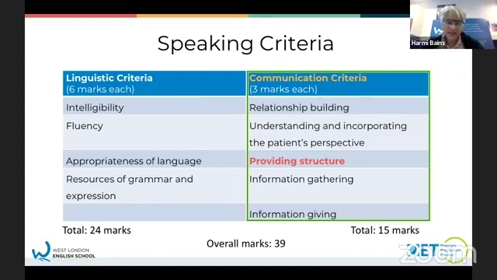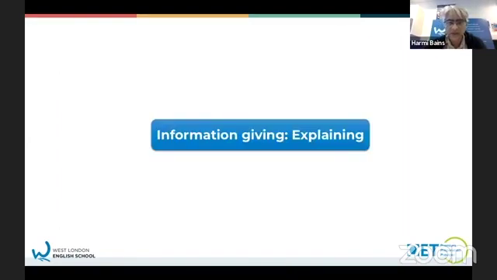And yeah, we're going to look at this. Structure is important. Information sequencing and signposting, we'll come to this later. Information gathering, we're going to look at this later, but open and closed questions. You need to get information. We've talked a little bit about this. Information giving, and this is what we're going to look at today, explaining information as well. Explaining, clarifying and checking information. That's what we're going to look at.